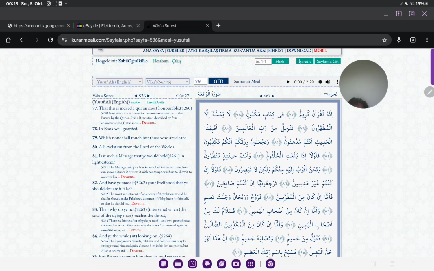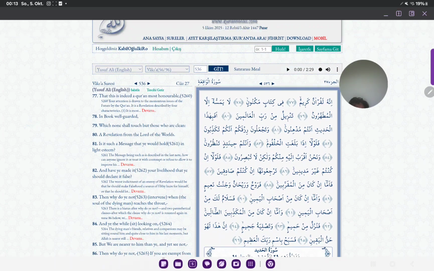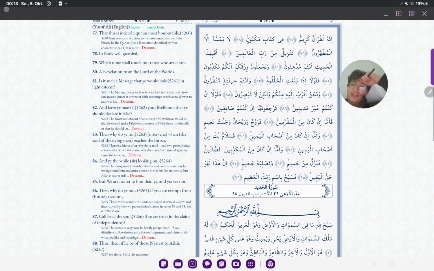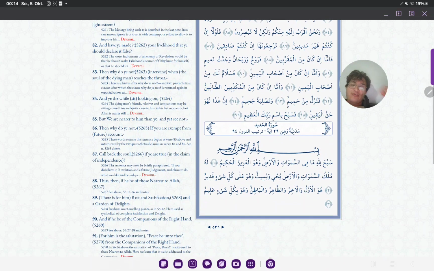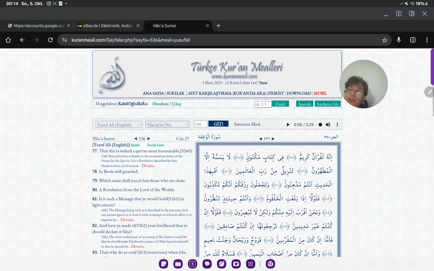It's about this lightsaber that I've talked about. That is indeed a Quran most honorable. So this translation is not in the book where I got it. So this translation is not the best translation.